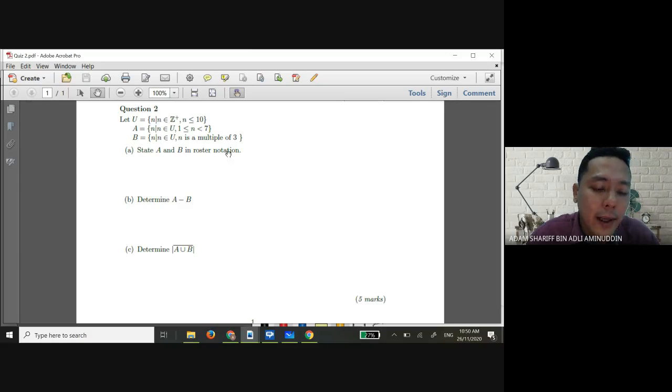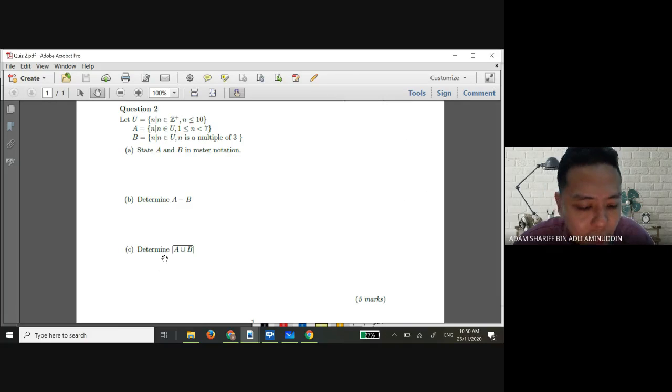You should be able right now to state A and B in roster notation. You should be able to do minus right now, and then you determine the cardinality of A union B complement. Okay, cuba jawab dalam masa sampai 5 minit. Cuba jawab, and then if possible, I want the students to show me the answer.